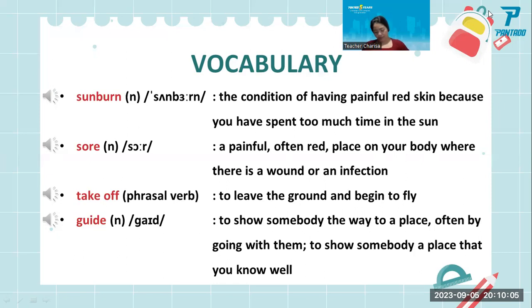How about the sore? A sore is a painful, often red place on your body where there is a wound or an infection. Yes, very good. A sore is just like an infection. For example, your eyes: when your eyes are red, that is already an infection, right? So we call that sore eyes. That is a sore, on any part of your body. Okay, how about take off?